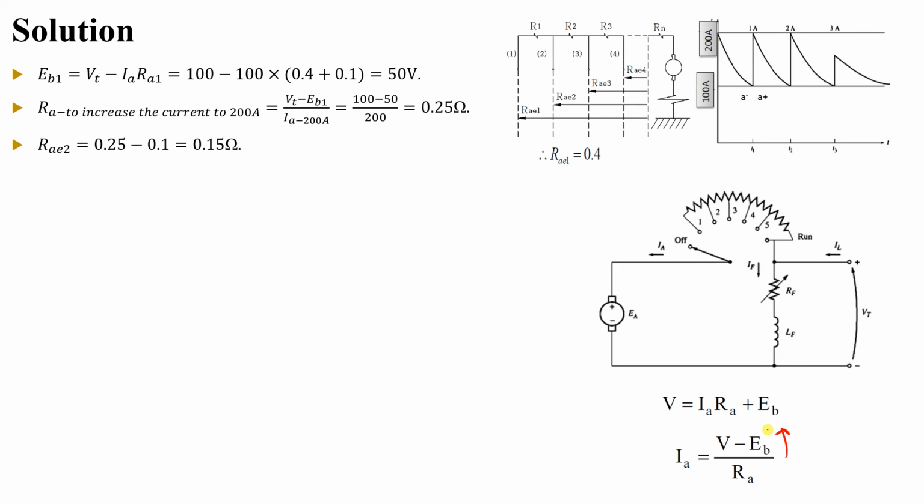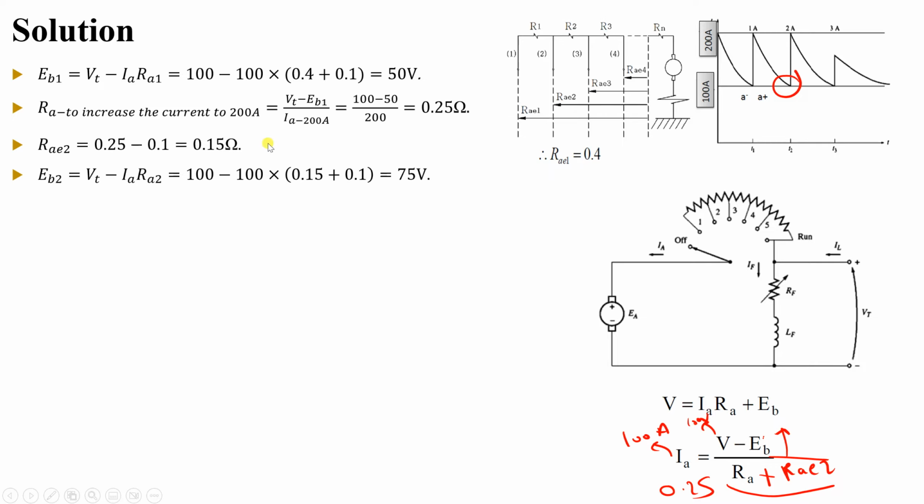So I would like to know the new E back. At 100 amperes, the resistance will be R armature plus RE2, which is 0.25, and the terminal voltage is 100 volts. Now get the new E back. E back will be V terminal minus IA RA2, which is 0.15 plus 0.1, which is 0.25. This will give us a new back EMF of 75.